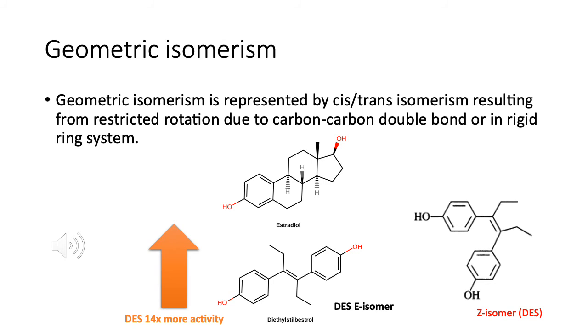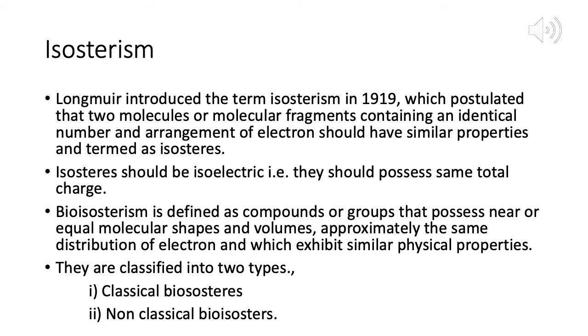The chemical structures of estradiol and DES. Note there is a preservation of the two hydroxyl groups in DES and a similar distance between them relative to estradiol, which is notable when it's considered that DES was first discovered serendipitously. Langmuir introduced the term isosterism in 1919, in which he postulated that two molecules or molecular fragments containing an identical number and arrangement of electrons should have similar properties and termed them isosteres.